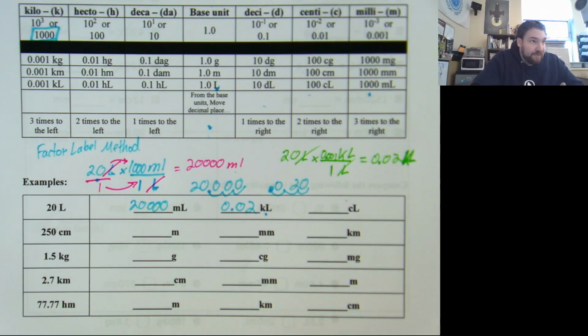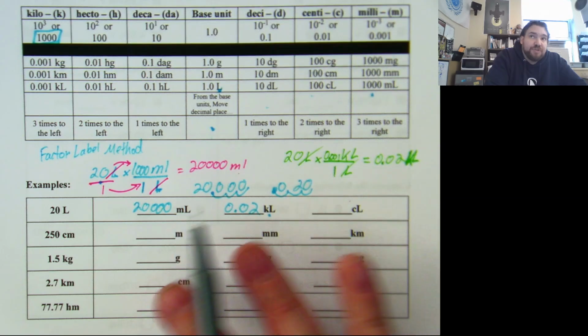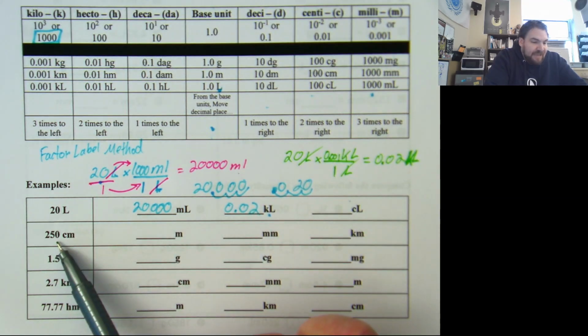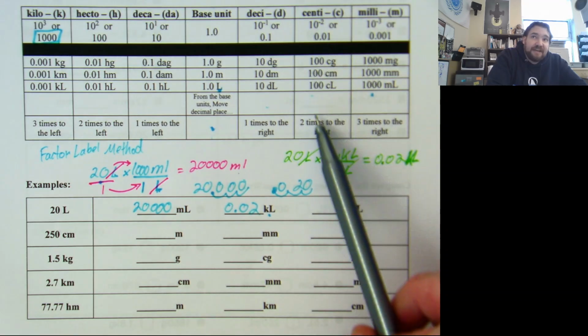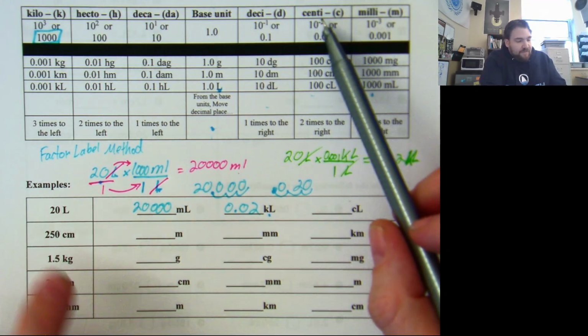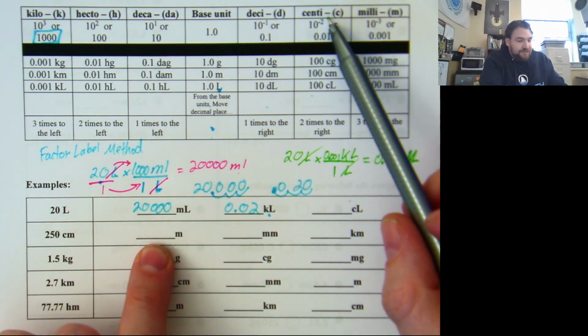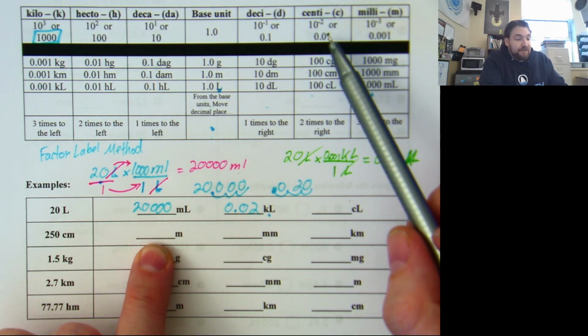I'll do 2 more and then I'll leave you to play with some of these. Let's jump down to this one, the 250 centimeter one. And I'm going to use the chart like I've been showing you. If I have 250 centimeters, the centimeter column is this guy right here. If I want to convert my centimeter column into meters, to get from the centimeter column to the meter column, which way am I going?